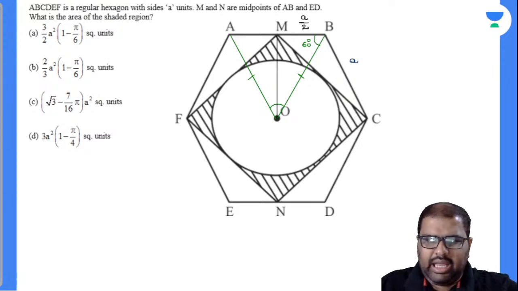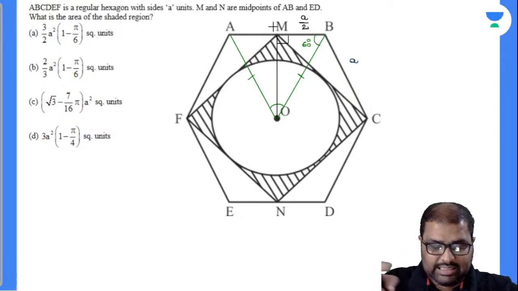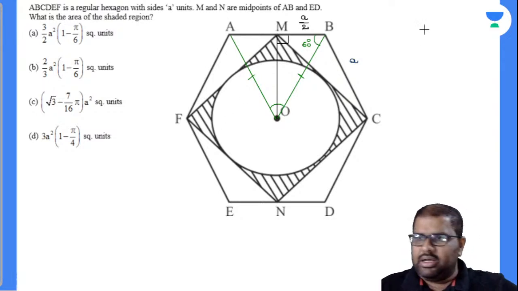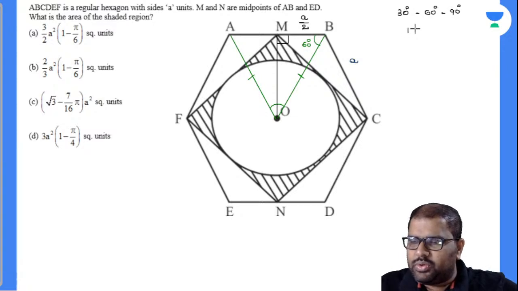And yes, I have dropped a perpendicular from O to M. Now this will make 90 degrees. Everybody knows about this. If this is 90 degrees, how much will this angle be? This angle will be 30 degrees, and now this is a 90, 60, 30 degrees triangle. So a 30, 60, 90 degrees triangle will be in the ratio 1 : root 3 : 2. How many of you got this point? So 1 : root 3 : 2.